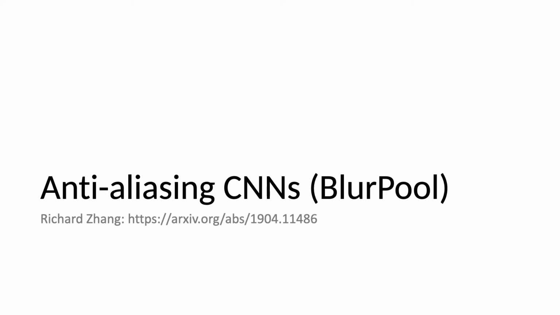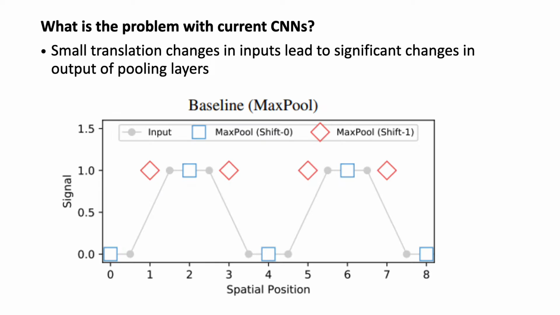In this video, I will be talking about anti-aliasing CNNs, aka blur pool. This paper is a simple trick that can be used to make CNNs more robust to translational changes. And this is a very simple idea that I'm surprised it took us till 2019 to come up with it.